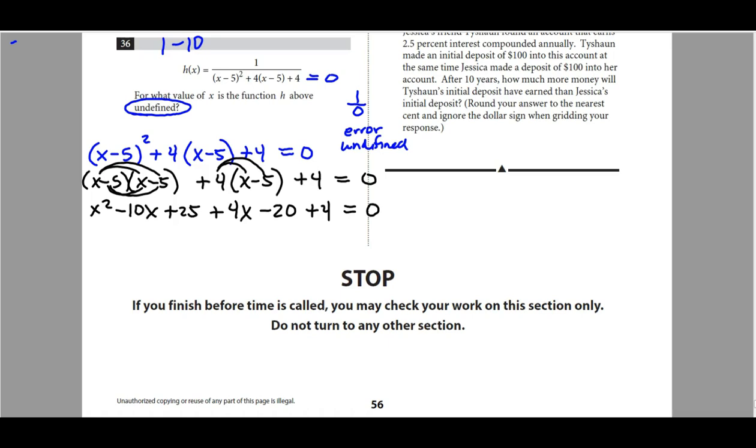So now we're going to clean things up a little bit. Over here on the left-hand side, I have x squared. Now I'm going to gather up some like terms. This negative 10x and this positive 4x combine to make a negative 6x. And then my numbers, I have plus 25 minus 20, so that's positive 5, plus 4 more. That's going to give me a plus 9. So now I have an equation to solve. x squared minus 6x plus 9 equals 0.